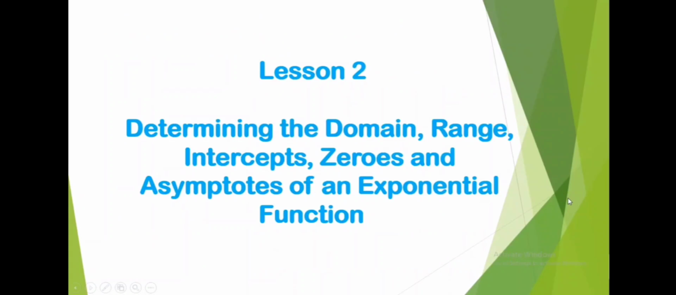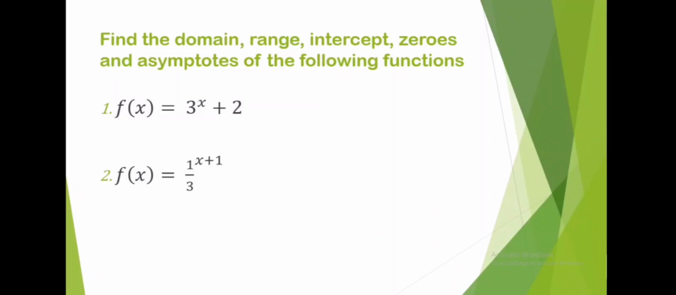Let's proceed to lesson 2, determining the domain, range, intercepts, zeros, and asymptotes of an exponential function. Let us find the domain, range, intercept, zeros, and asymptotes of the following functions. We have 1, f of x equals 3 to the power of x plus 2. And for number 2, f of x equals 1/3 to the power of x plus 1.